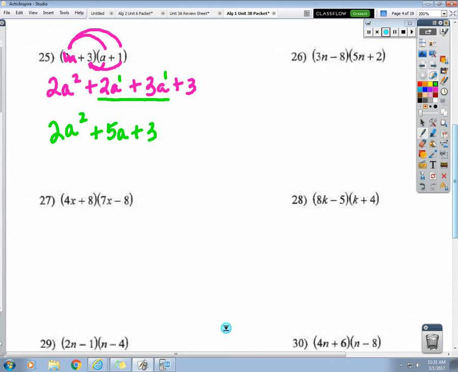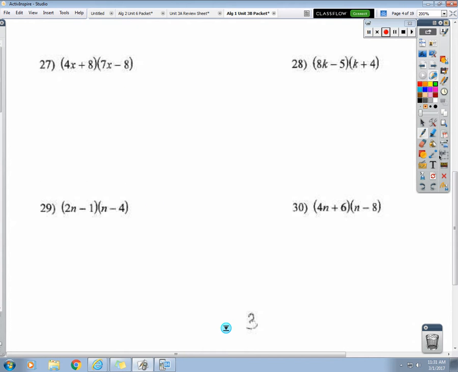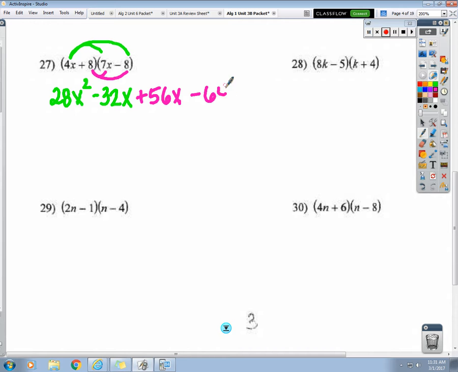Okay, number 27. First, I have to distribute the 4x to everything in that binomial. What's 4x times 7x? 28x squared. And what's 4x times negative 8? Right. Now I have to distribute the 8 to everything over there. What's 8 times 7x? 56x. And what's 8 times negative 8? Negative 64. And now we need to combine our like terms.